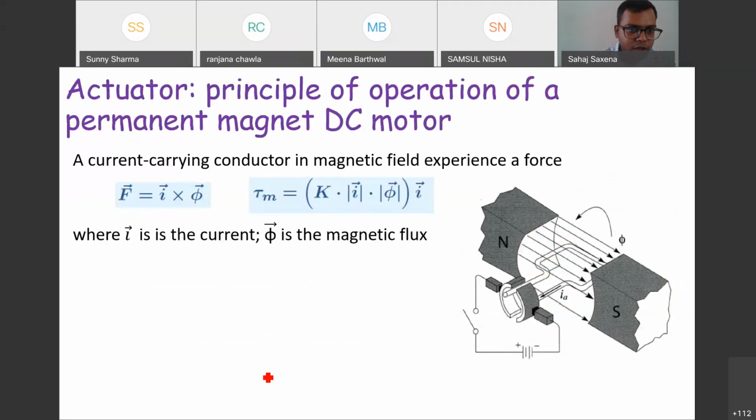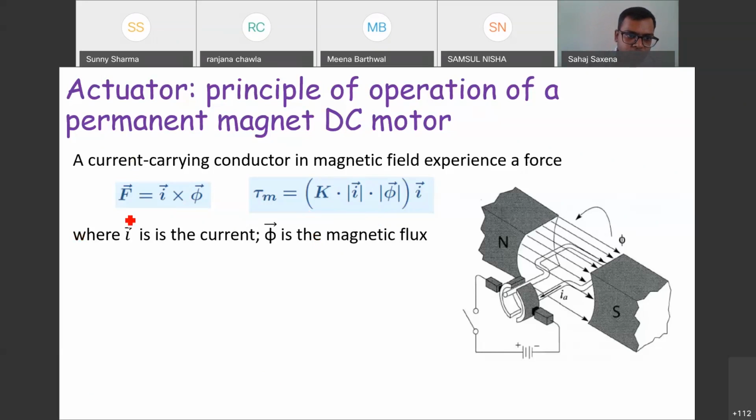So we are talking about the actuator process, and the actuator is nothing but the DC motor. Here we are taking a permanent magnet DC motor. I hope that the DC motor is a very common component that everybody studies, and we must know what a DC motor actually is. In a DC motor, we have a current-carrying conductor, and that conductor is placed in a magnetic field. When a current-carrying conductor is placed in a magnetic field, it will experience a force, and that force depends on the current I flowing in the conductor and the flux passing through the poles of a magnet.